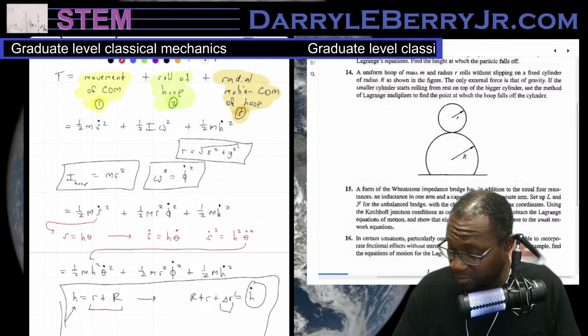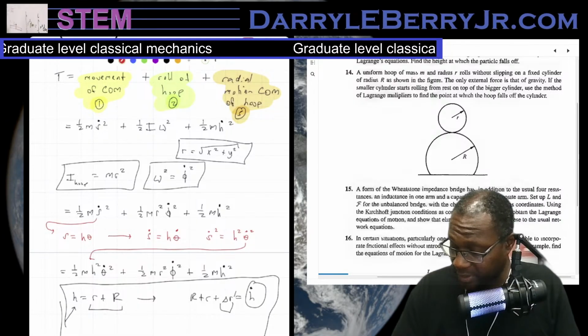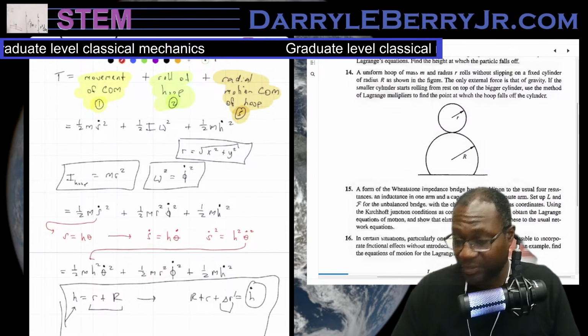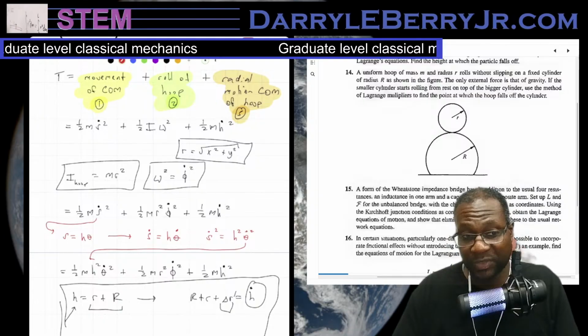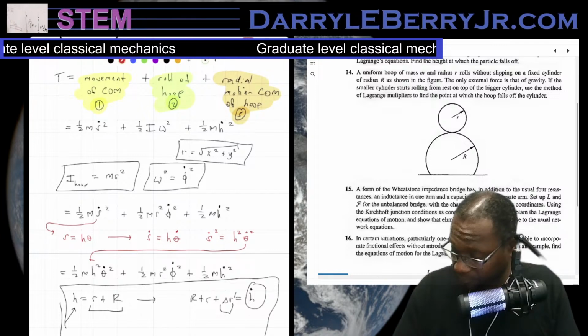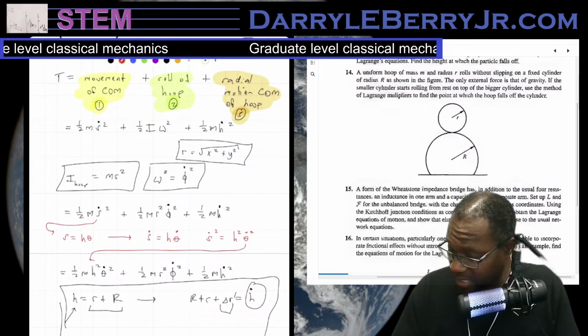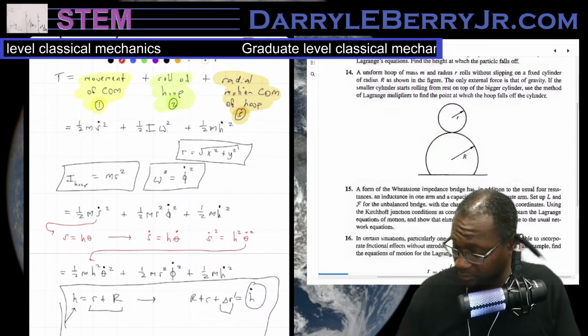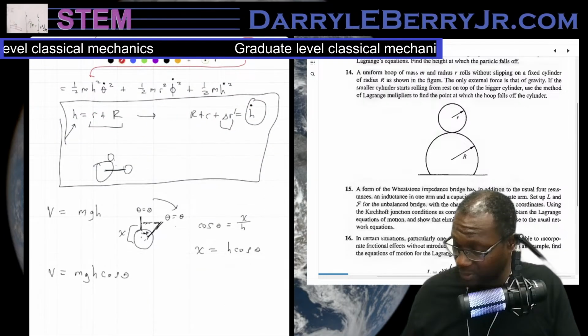We input what the moment of inertia is for a hoop, which is m r squared. We recognize that angular velocity is how the angle is changing, so I'll put that here as phi dot squared. And we just carry the radial motion down. So that's how we got the kinetic energy.